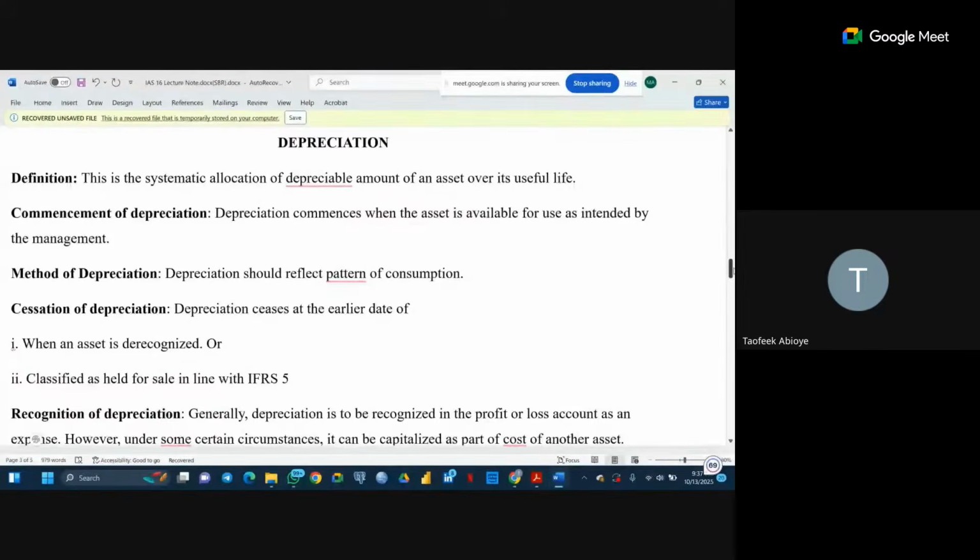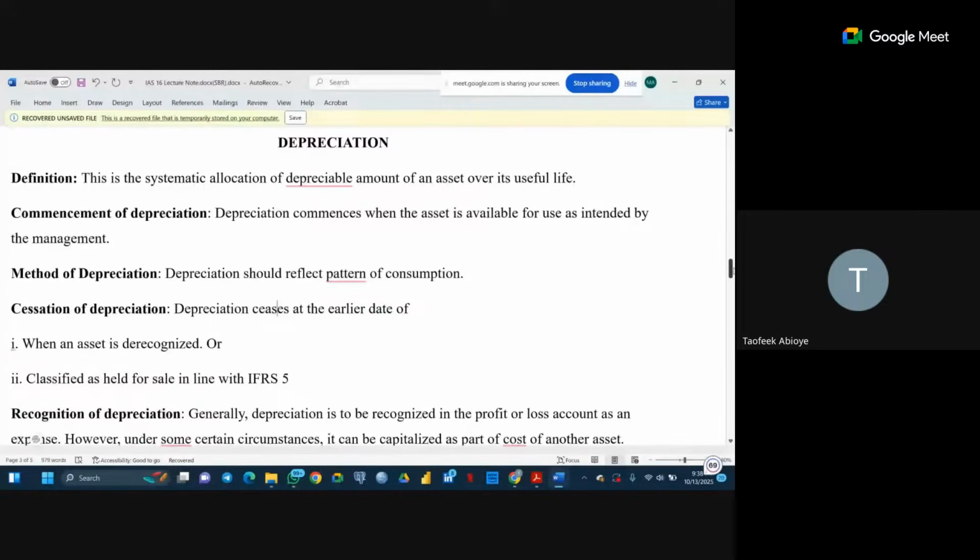I want us to also remember when we were treating IAS 8: company policy, estimate, and error. There we gave an example of company policy and an example of estimate. When we are deciding the method of depreciation, that is company policy. When we are talking about the asset's useful life, that is an estimate. So let us not mix it up. We can also relate it to IAS 8.